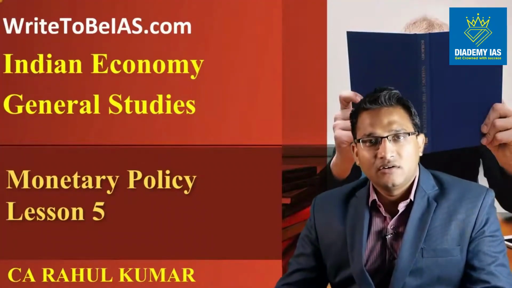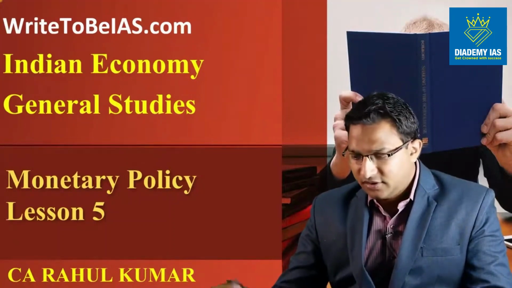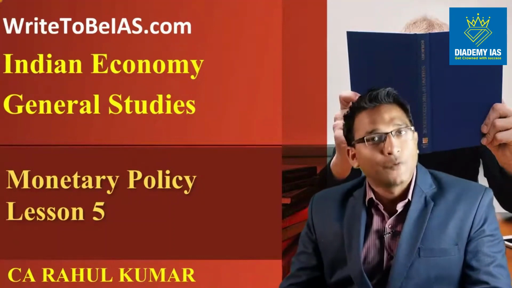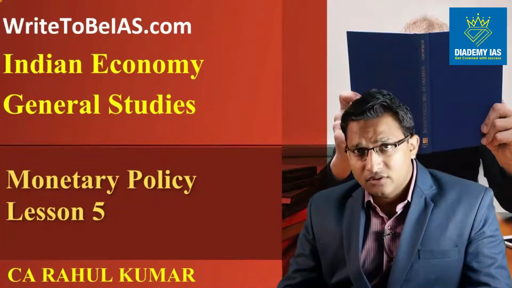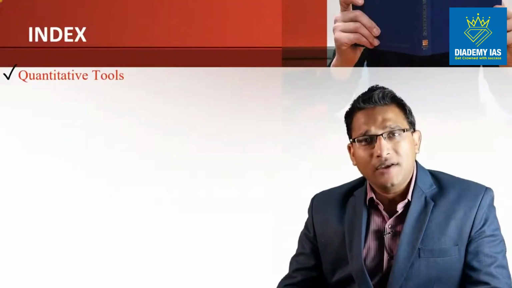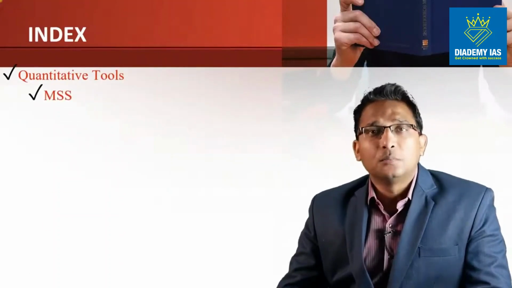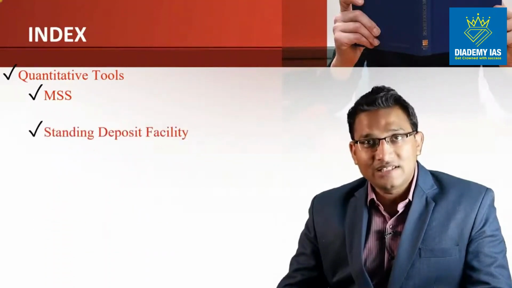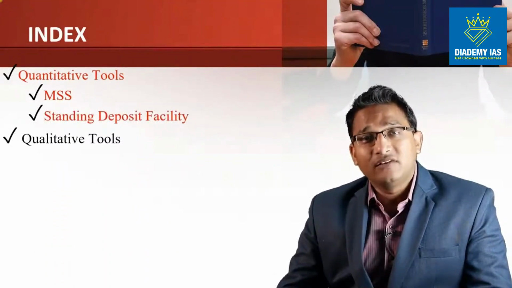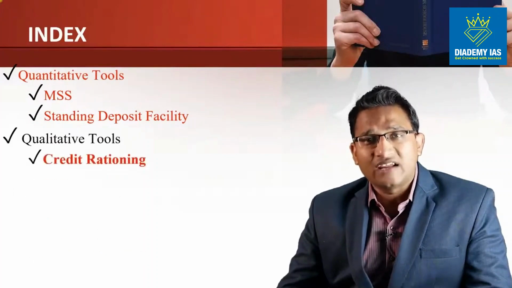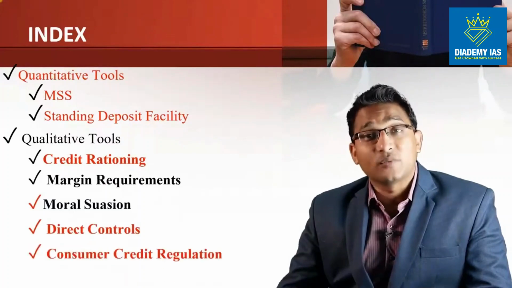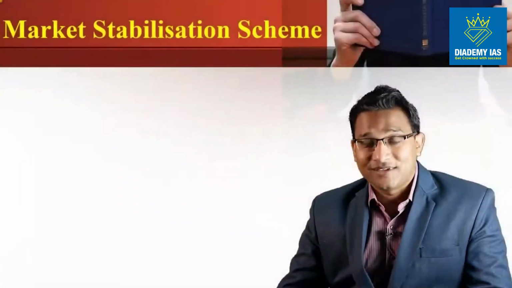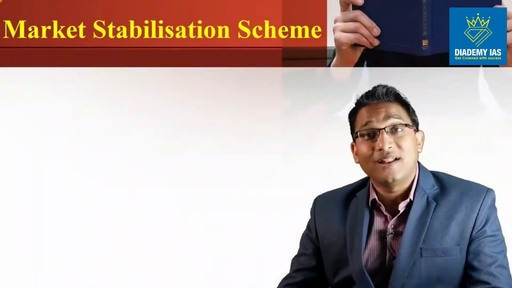So in this session we will discuss the different monetary policy tools. This is lesson number 5 of monetary policy. We will discuss the quantitative tools, which include the market stabilization scheme, standing deposit facility, and then different qualitative tools like credit rationing, margin requirements, moral suasion, direct controls, consumer credit regulation, guidelines, etc. So to start with, market stabilization scheme.